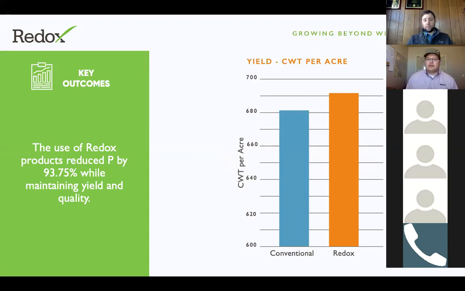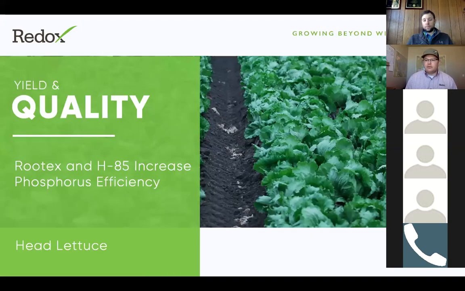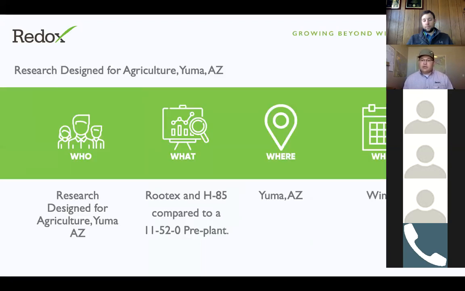So another trial that I've got a little more familiarity with is with some head lettuce down in Yuma. We did this trial 2 years ago, and we got really good results, but we didn't account for the nitrogen in our 1152 that we tried to replace. So this year we repeated the trial. This was done with Steve West at Research Design for Agriculture down in Yuma. And we looked at Rutex and H85 taking the place of the grower standard 1152 pre-plant fertilizer.